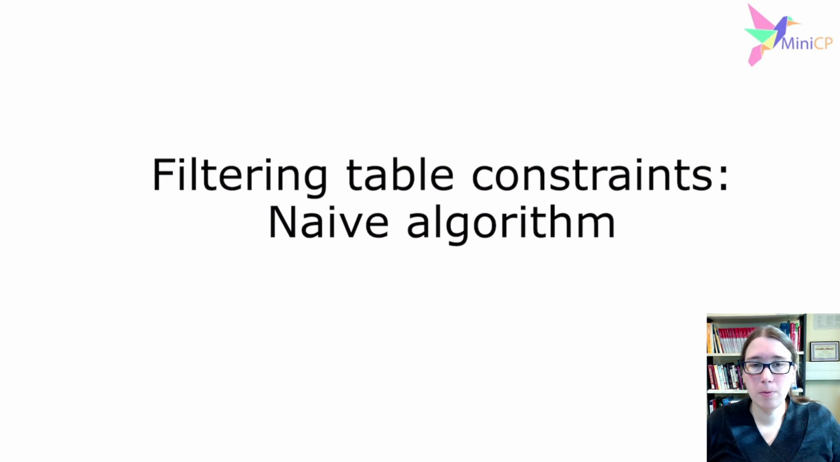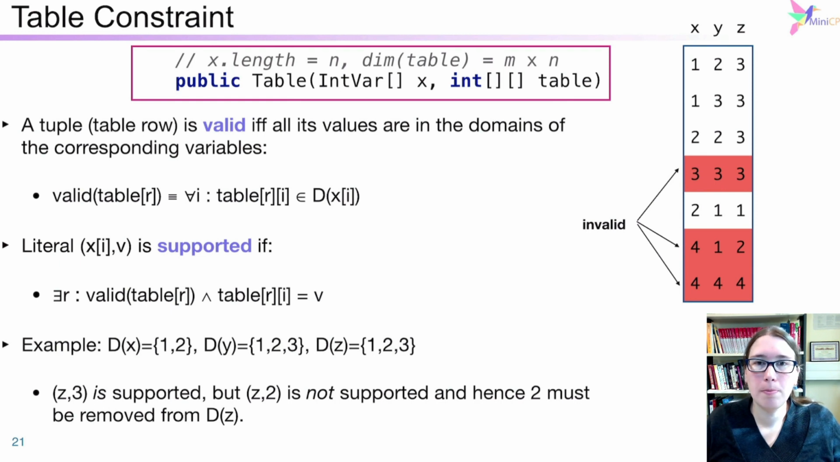Now that we have seen some examples, let's talk about what's inside the table constraint, so the algorithm behind the filtering mechanism. Let's first introduce some terms. We are going to talk about tuples. A tuple is a line within the table, so a given association of values for the variables.